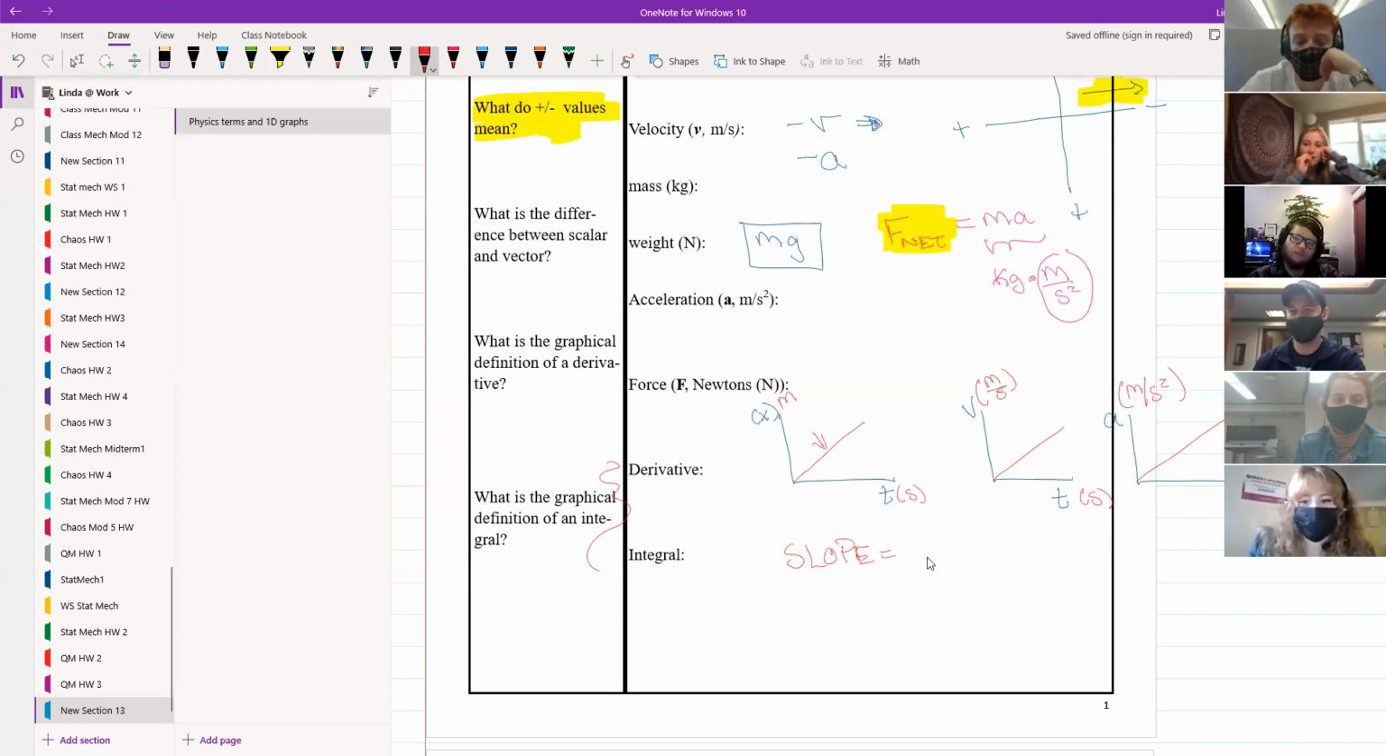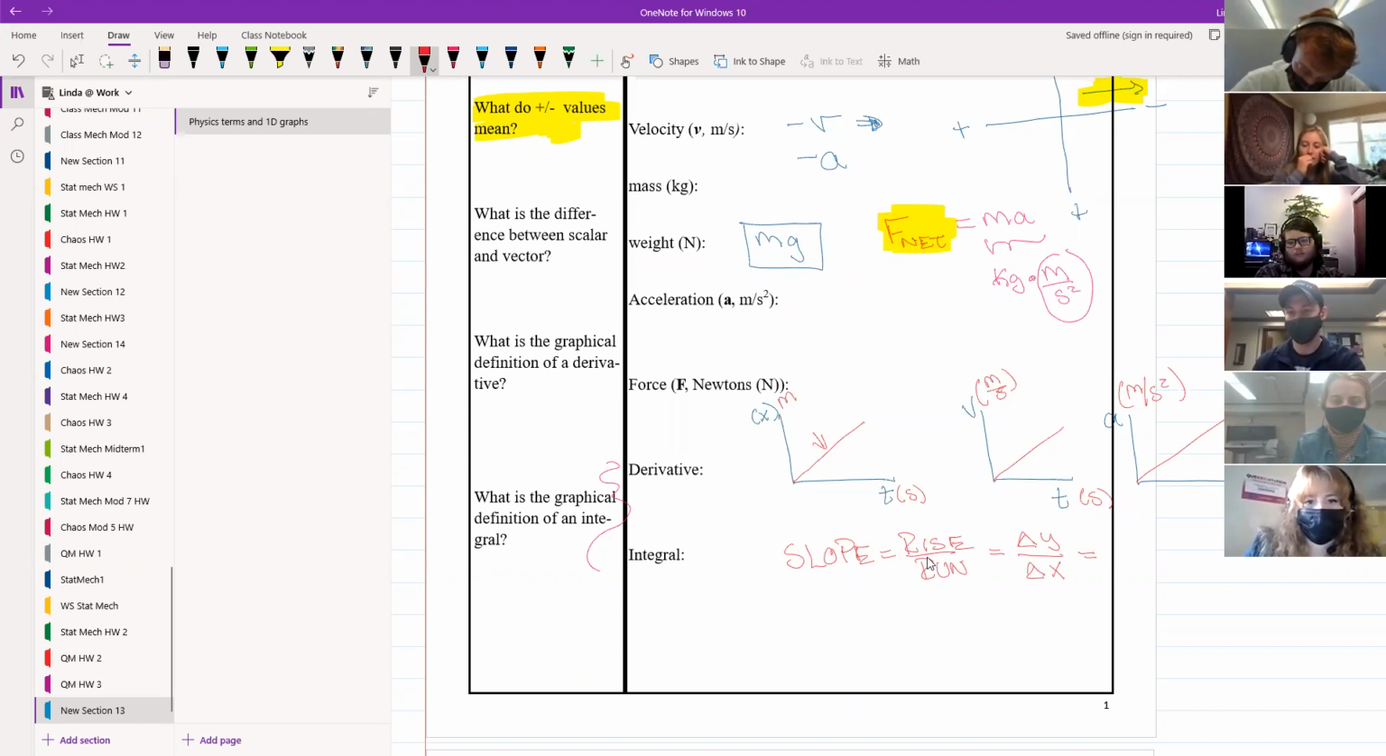Just in general, like the tangent of the line or the rise over run. Rise over run. Yeah, so both are true. Both are correct. Rise over run. Or you'll see it written, let's see, rise dy dx.